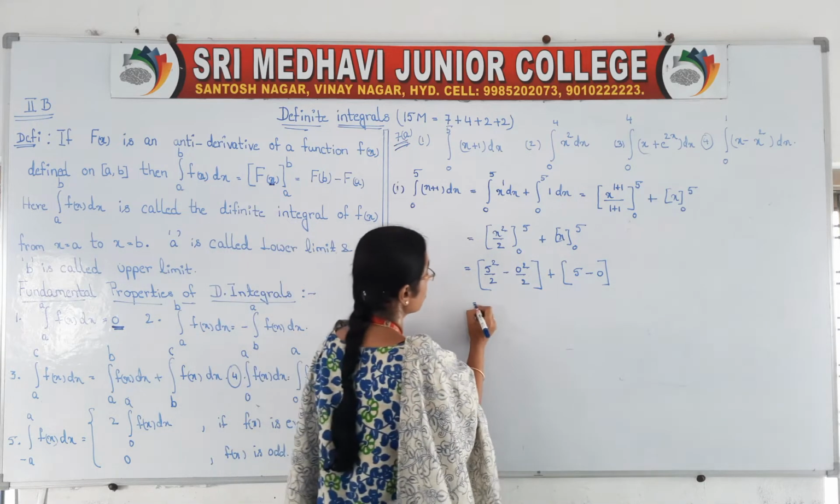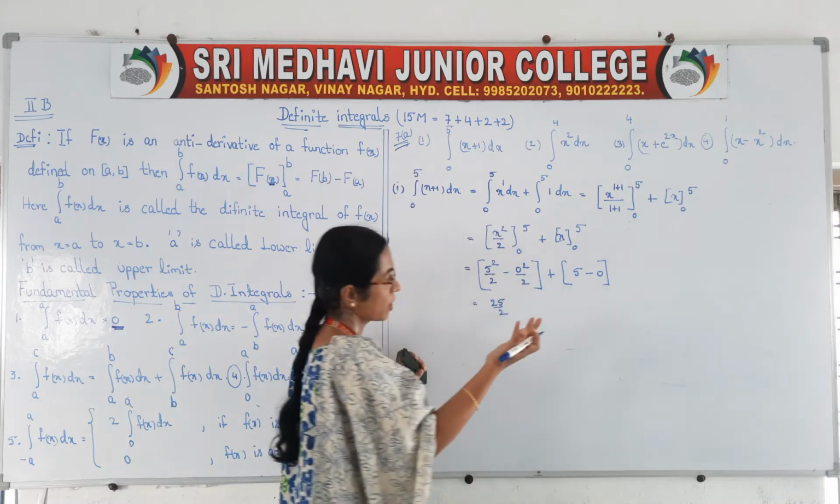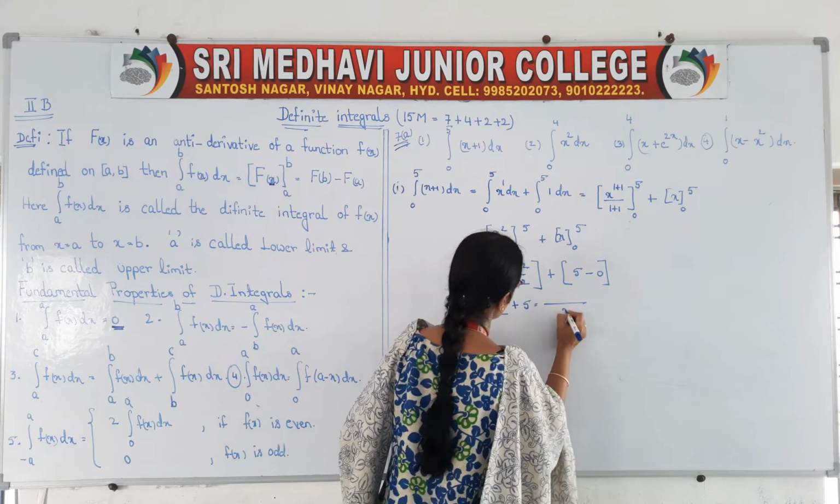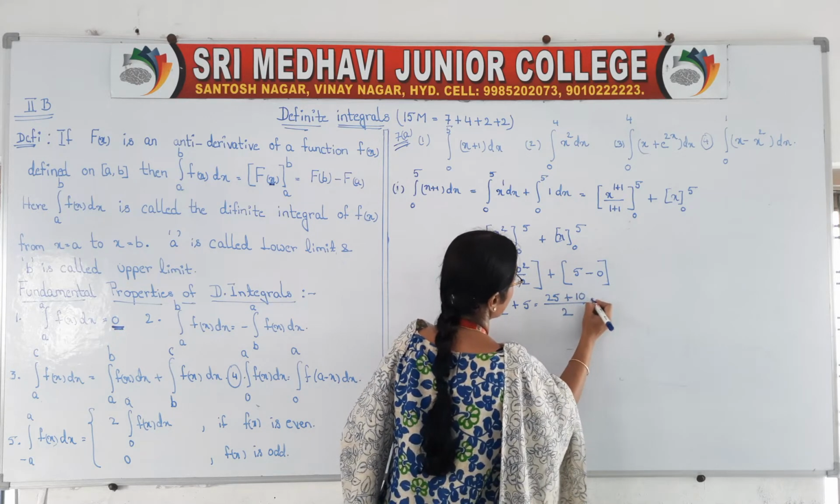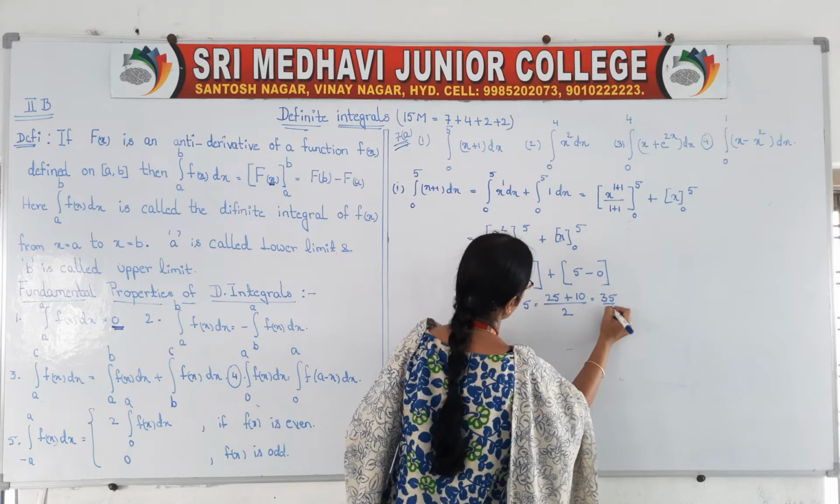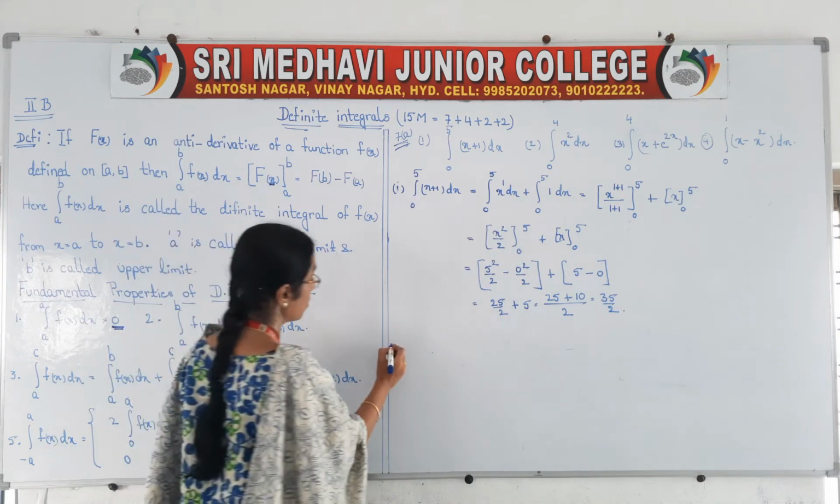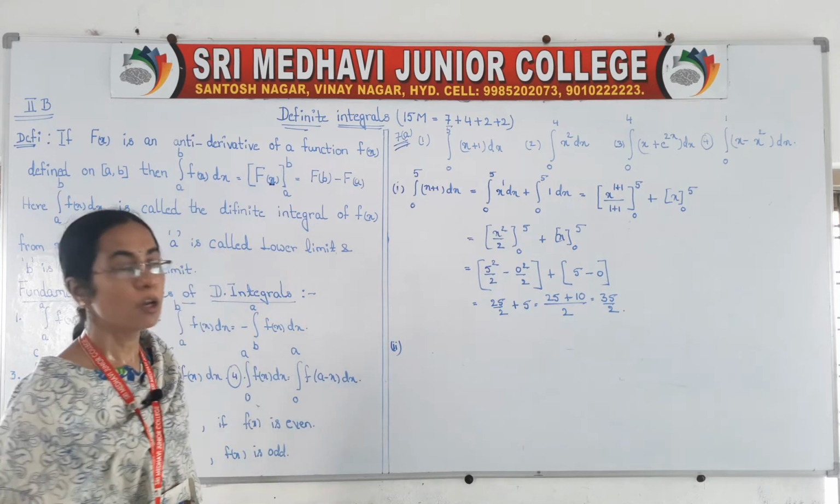So is equal to, how much is it? 25 by 2 minus 0, no need to write, plus 5. With 2 as the LCM, 25 plus 2 fives are 10, which is equal to 35 by 2. That's all. Actually the first exercise problems are very simple problems so that you will get used to this procedure.